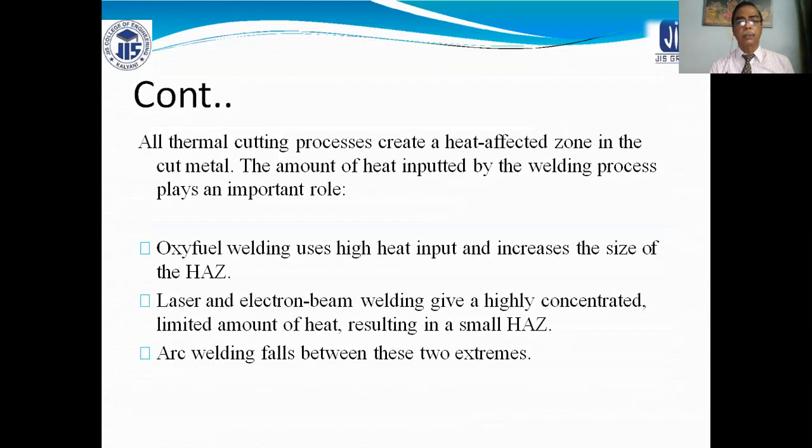All thermal cutting processes create a heat affected zone in the cut metal. The amount of heat input by the welding process plays an important role. Oxyfuel welding uses high heat input and increases the size of the HAZ. Laser and electron beam welding give a highly concentrated, limited amount of heat, resulting in a small heat affected zone. Arc welding falls between these two extremes. So the heat affected zone in fusion welding is larger than in solid state welding.